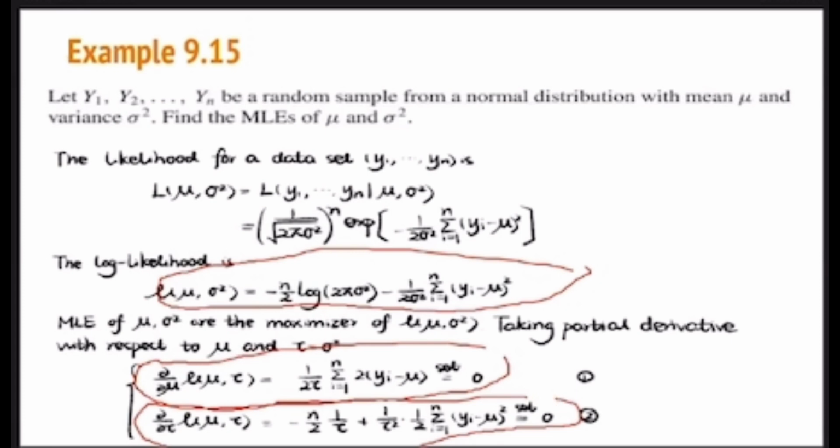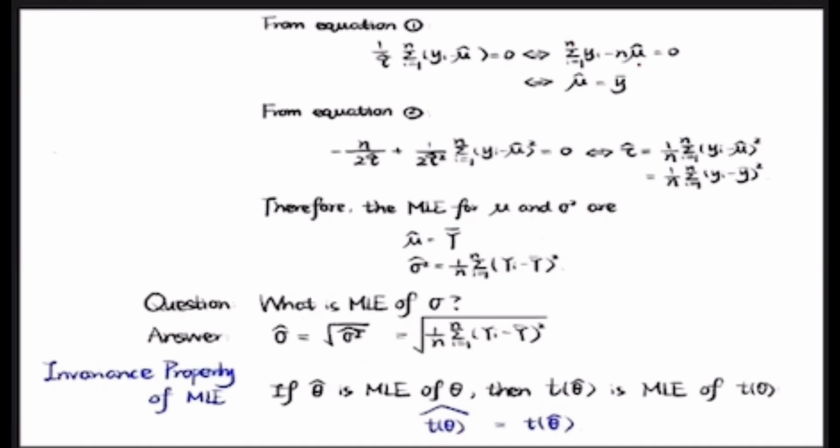And let me tell you this, when you are differentiating with respect to mu, the other parameter will be regarded as a constant. That is why you see a partial derivative. Now when you differentiate with respect to mu, set the expression to 0 and solve for mu, it's going to give you Y bar. After differentiating with respect to sigma squared and setting to 0, it's going to give you this.